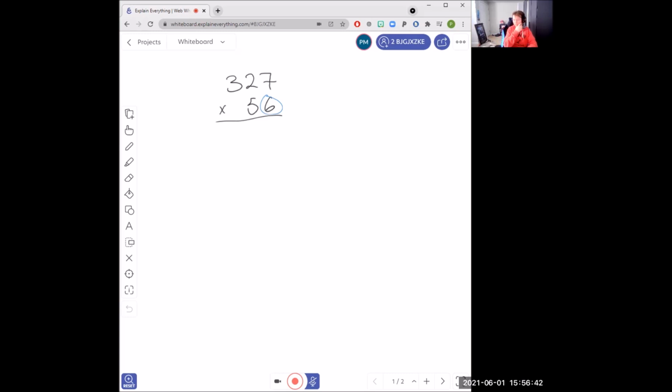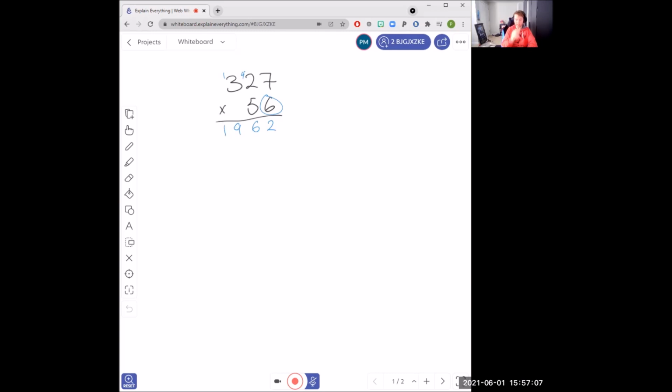So the way I could do this is I start with the 6 and I'm multiplying 327 by 6, one digit at a time. I take the 7 multiplied by 6, I get 42. So I'll write down the 2, carry the 4. Now I do 2 times 6, I get 12. Add the 4, that's 16. So I write the 6 down, carry the 1. 3 times 6 is 18, plus the 1 gives me 19. I write out that last number.